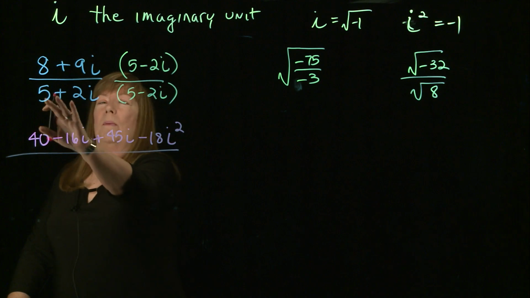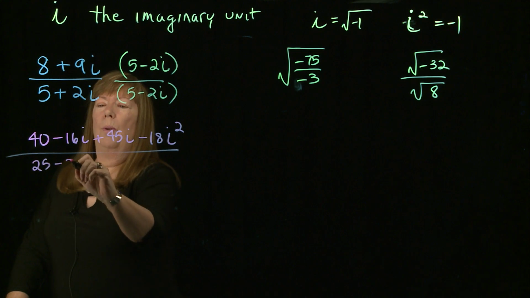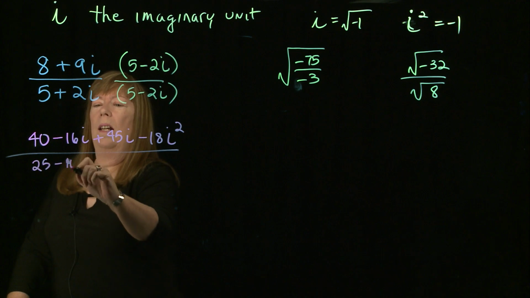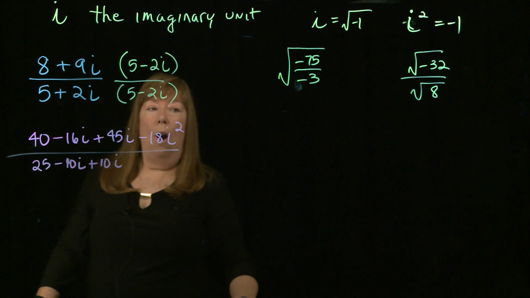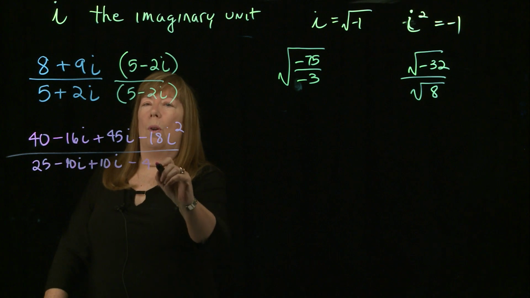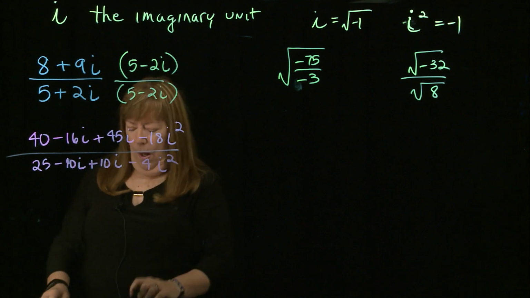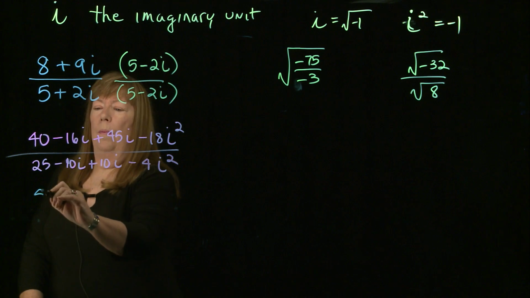Over, FOIL again on the bottom. 5 times 5 is 25. 5 times negative 2i is negative 10i. 2i times 5 is 10i. The middle should drop out, right? They always do. And negative 4i squared.